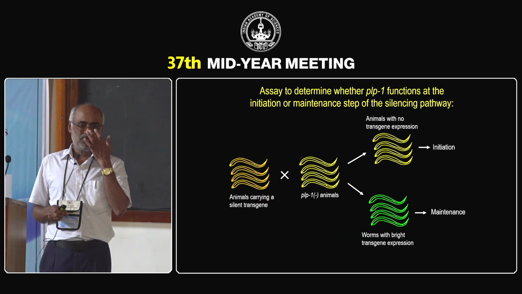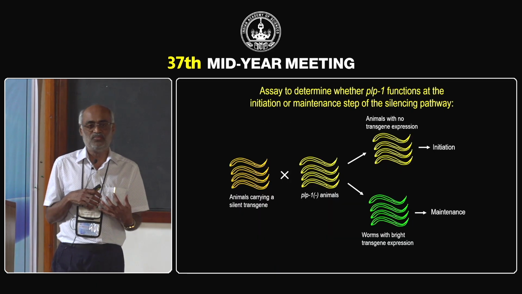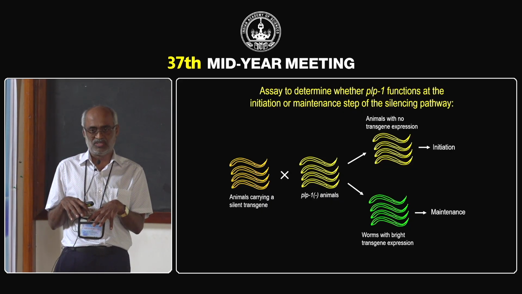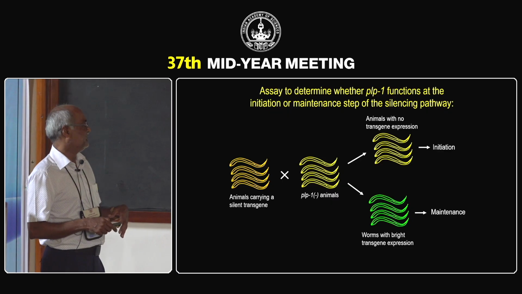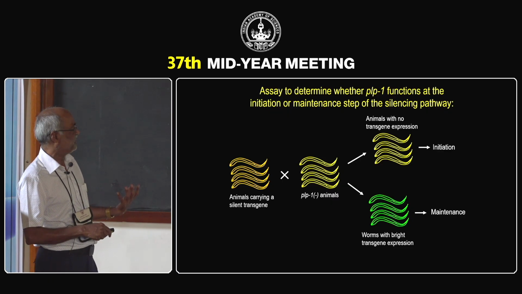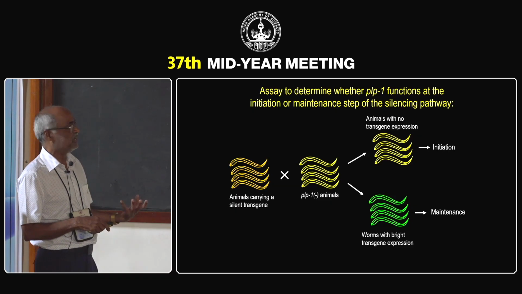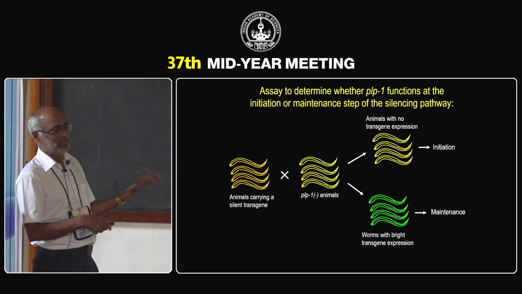So next we wanted to look at whether it is required for initiation of the silencing or for the maintenance of the silencing. So for that, if you introduce an already silent transgene into PLP-1 background, then if it is required for initiation, then it will remain silenced.